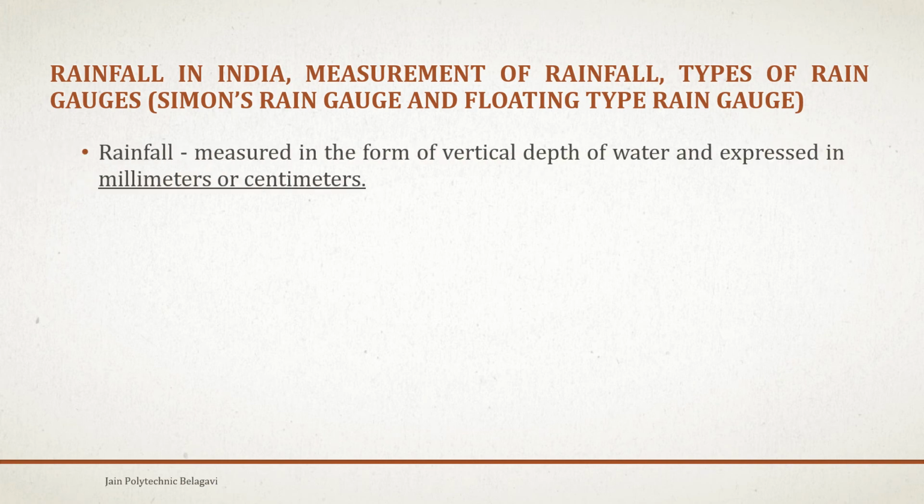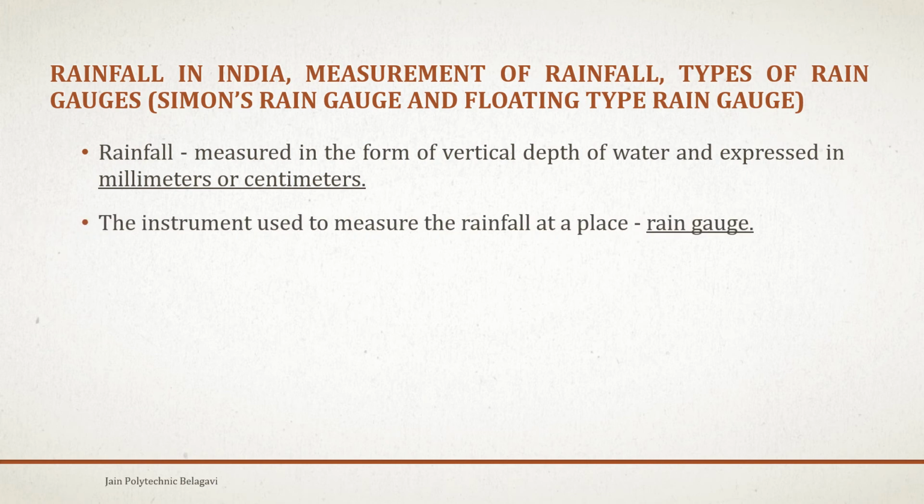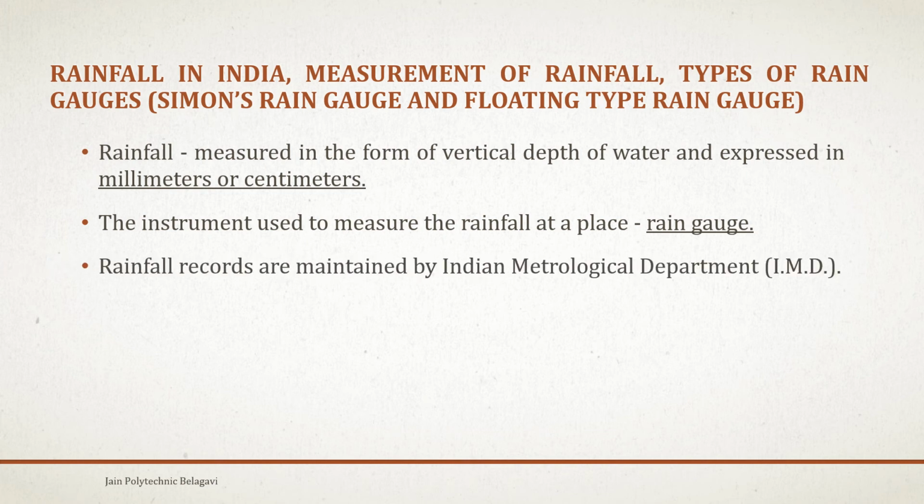What is rainfall? It is a form of precipitation where water droplets fall from the atmosphere, where the clouds are found. It is measured as the vertical depth of water and expressed in millimeters or centimeters. The instrument used to measure the rainfall at a place is called the rain gauge. The rainfall records are maintained by the Indian Meteorological Department, in short IMD.